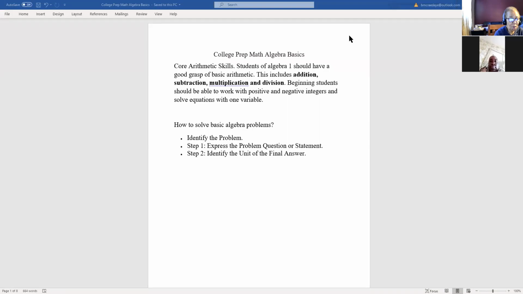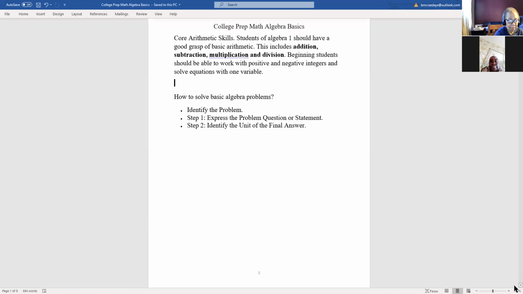Okay, we'll start with college prep math basics. I think most of this you're familiar with. In fact, I know you are, but I had it more for the students who are not here. This basic part: identify the problem, express the problem, question the statement, identify the unit, and being able to use addition, subtraction, multiplication, and division, and knowing your rules of signs.